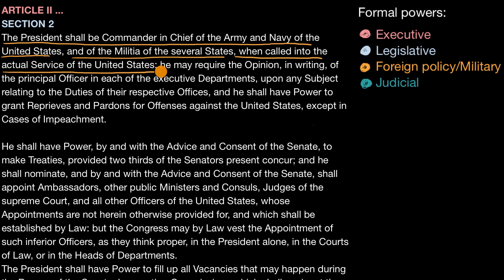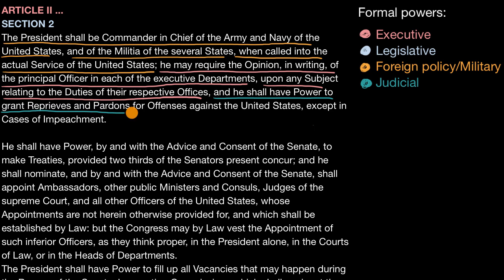It then goes on to say, "He may require the opinion in writing of the principal officer in each of the executive departments upon any subject relating to the duties of their respective offices." So this is clearly an executive power or an administrative power, where he can go to the head of any of the executive departments and say, hey, I need your opinion on something, potentially in writing. Then it goes on to say, "and he shall have power to grant reprieves and pardons for offenses against the United States, except in cases of impeachment." So this is a judicial power. Grant reprieves and pardons for federal offenses.